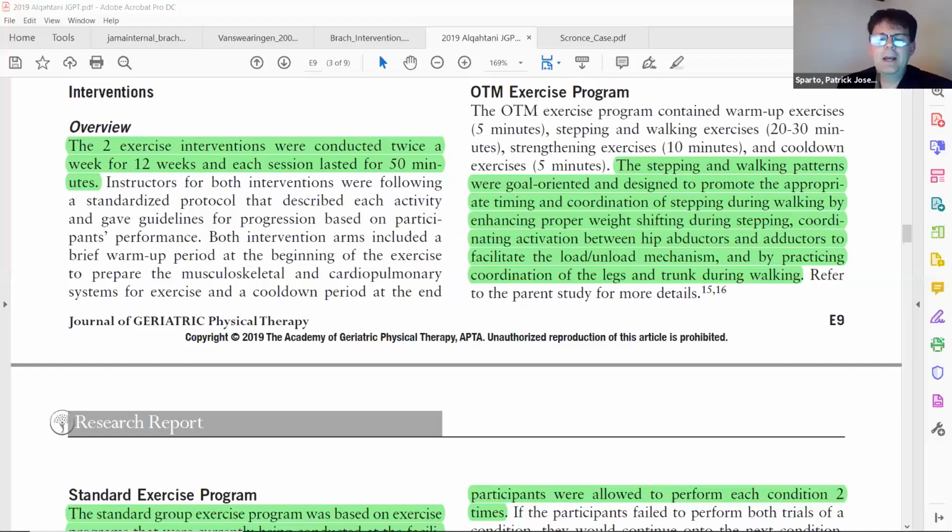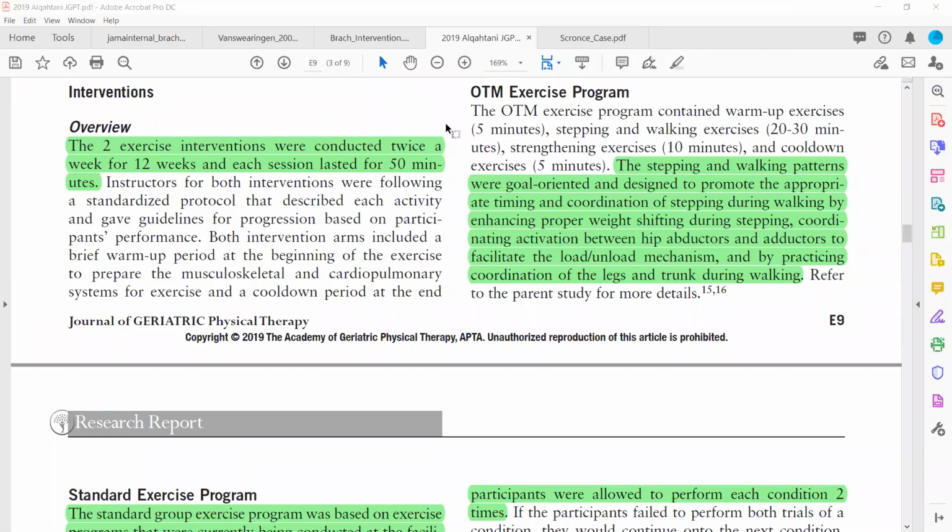Okay, how much was lost? What was the last thing that I said? You were talking about what was the same in the two treatments and specifically what was different about the On the Move. Okay, thank you.